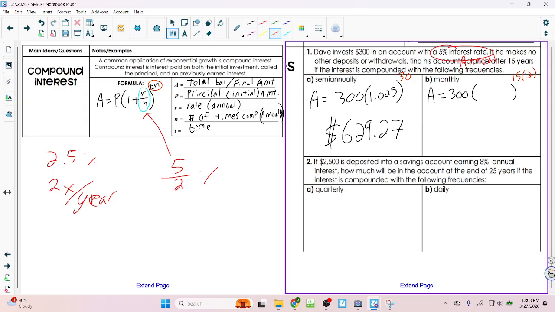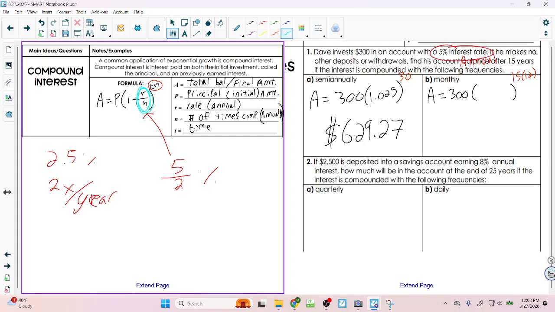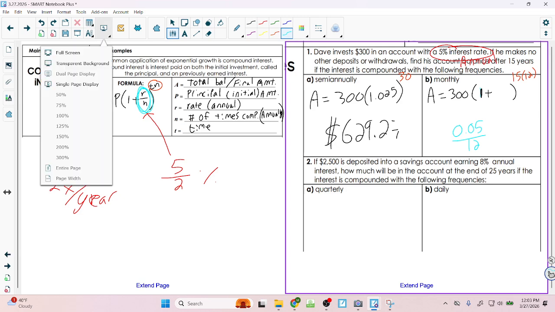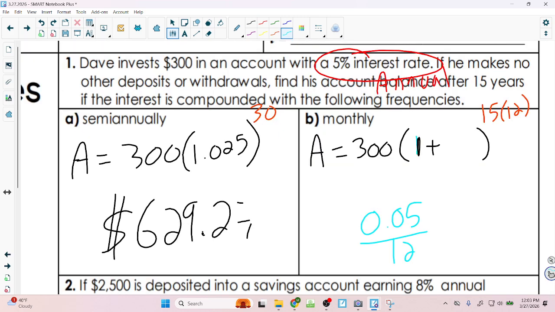This is where maybe dividing it is going to make the most sense, right? So this blue thing, R over N. Well, the rate is 5%, 0.05. That's the rate. We're dividing that. It's monthly, so it's that over 12. You want to be careful of rounding, so I'm just going to put 1 plus that blue thing there. Let's make it bigger.